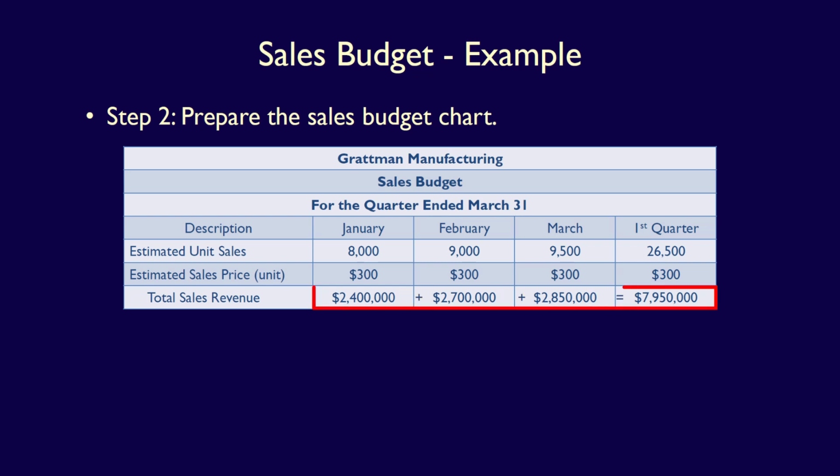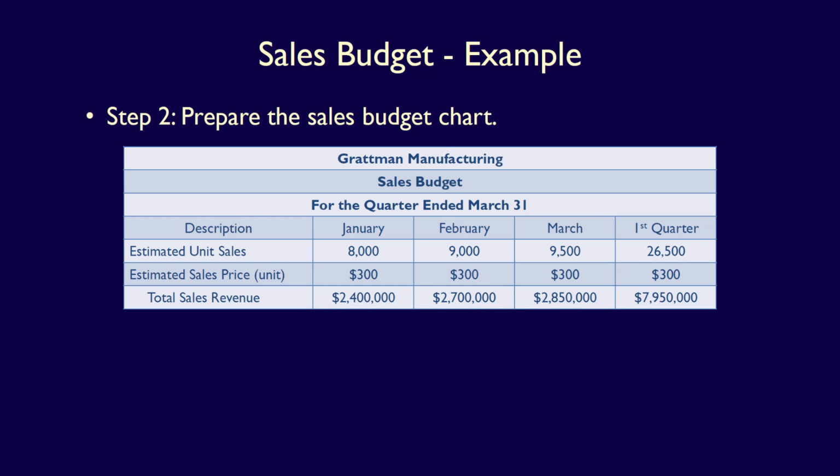$7,950,000. Note that we could also calculate the first quarter column as $2,400,000 plus $2,700,000 plus $2,850,000. This is also equal to $7,950,000. Regardless of which way you do it, the total must be the same. This is the completed sales budget for the first 3 months and the quarter.